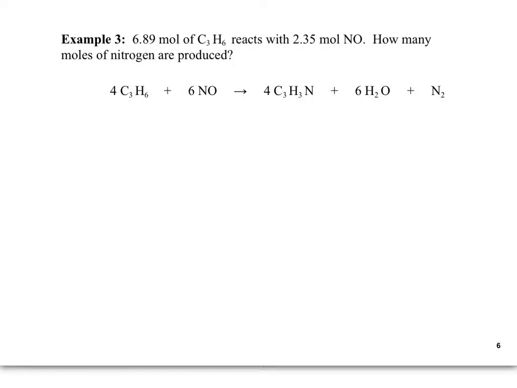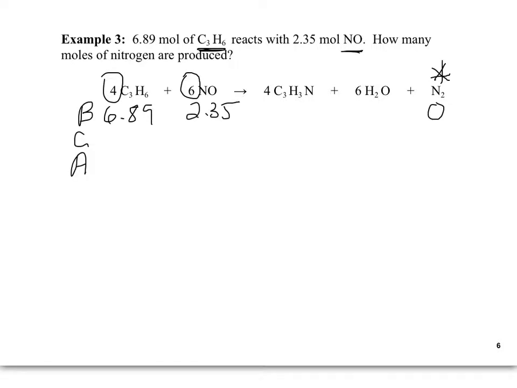Here's an example where the coefficients are both different, not ones. So again, in the problem, we've got moles of the C3H6 given and moles of the NO given. So we have to find our limiting reactant. And then we're going to be able to figure out how many moles of nitrogen are produced. So we want to look for the N2 in our final answer.